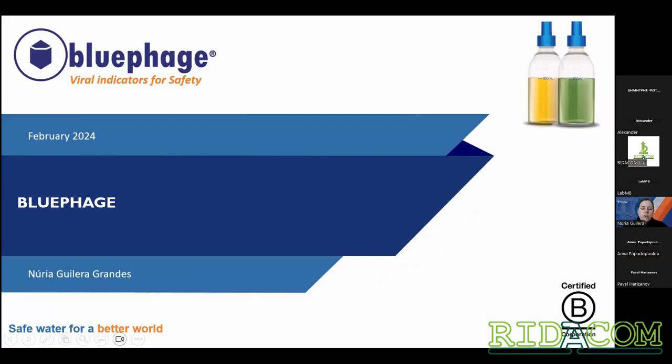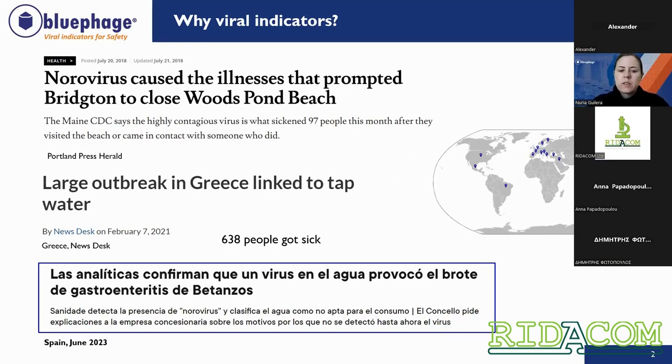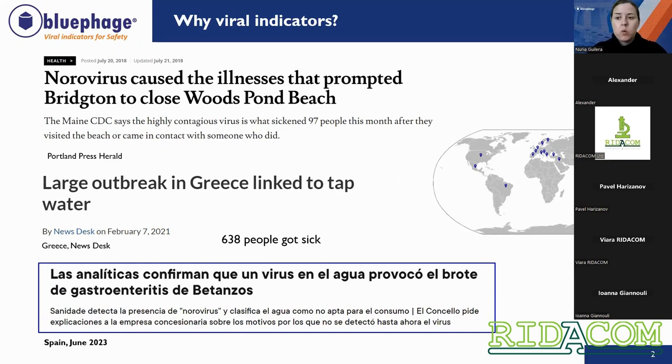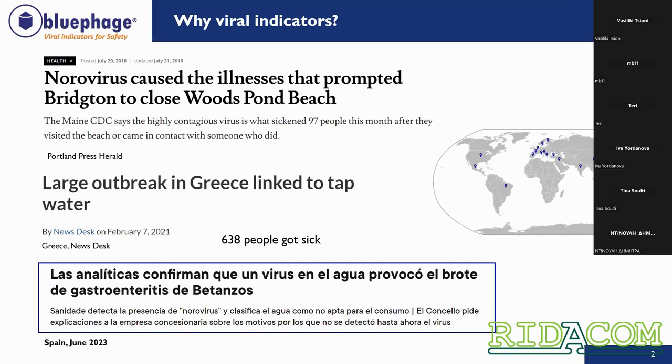So yes, we are going to start with a small introduction. Why is it important to analyze coliphages? Here we have some virus outbreak news from the last few years. We had a very large one in Greece in 2021, where more than 600 people got sick. The most recent one was in the north of Spain. And all of these outbreaks were from water that was analyzed by the water utility, the laboratory, and approved to be used as drinking water or for other purposes.